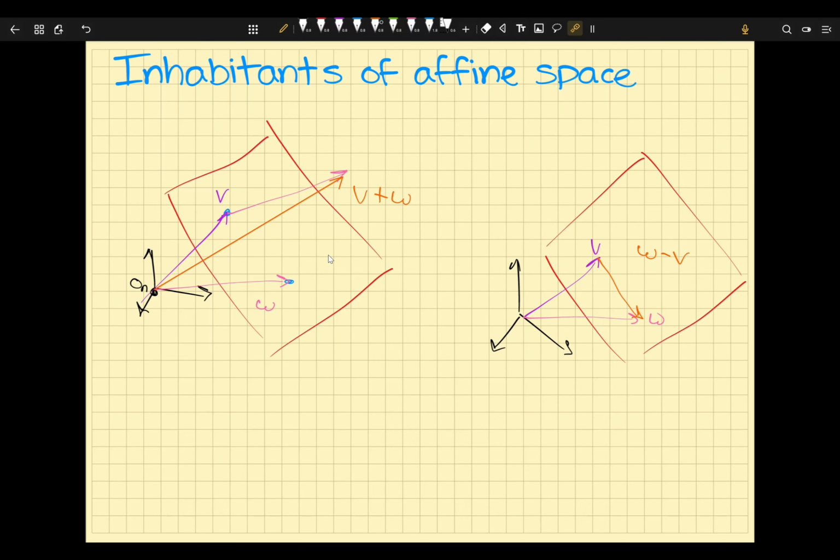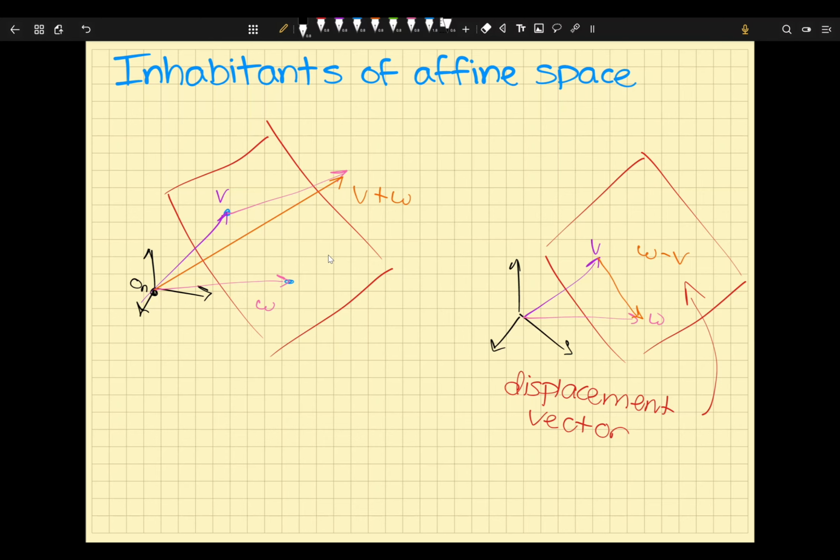Okay. So we see that when we add vectors, sometimes we land outside of the affine subspace. But when we subtract a vector, this works out completely fine. And so what we call this, W minus V, we call this a displacement vector. So displacement vectors are totally allowed in affine spaces.